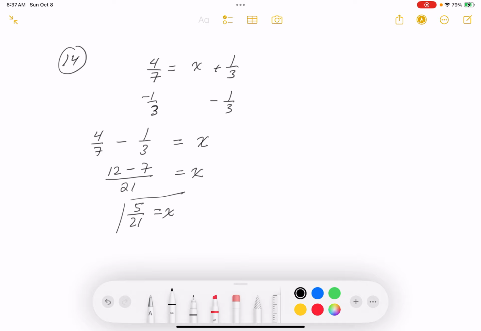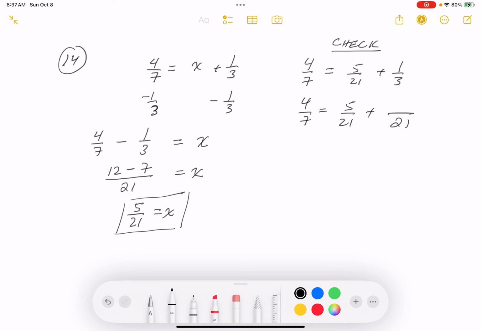Again, checking is sort of optional. However, I do want to write this down. 4/7 equals, I'm checking it in the original. And x, I said, is 5/21 plus 1/3. 4/7 equals 5/21 plus, well, I've got to make that 21. That's going to be 7, right? 7 times 3 is 21. 7 times 1 is 7.